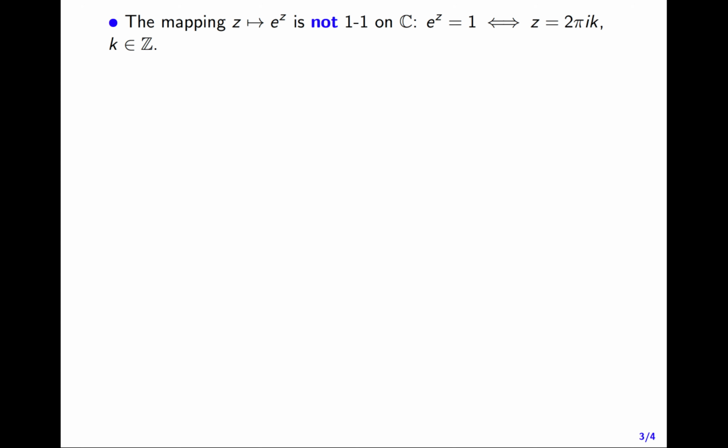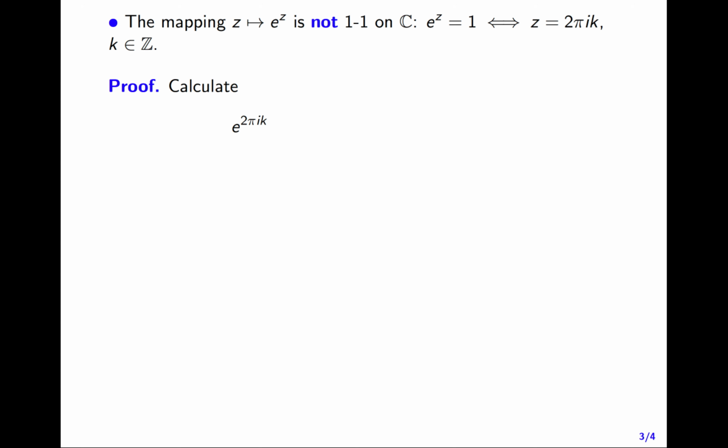e^z is equal to 1 if and only if z is equal to 2πik for k in the integers. In other words, the single number 1 has the infinitely many preimages 2πik under the complex exponential. Let's prove it.